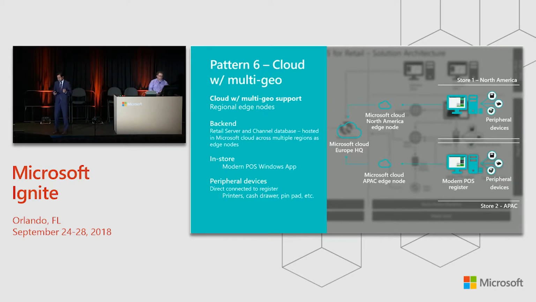So in this example, you'll see you have some corporation who has their primary environment deployed in a data center in, say, Europe. That's where their HQ is. But they may have stores in North America and APAC. So with this new multi-geo topology, we'll be able to have these edge nodes still hosted in the Microsoft cloud in North America, in APAC, or in any other regions where the customer would have stores. So you've got two different stores connecting to these edge nodes.